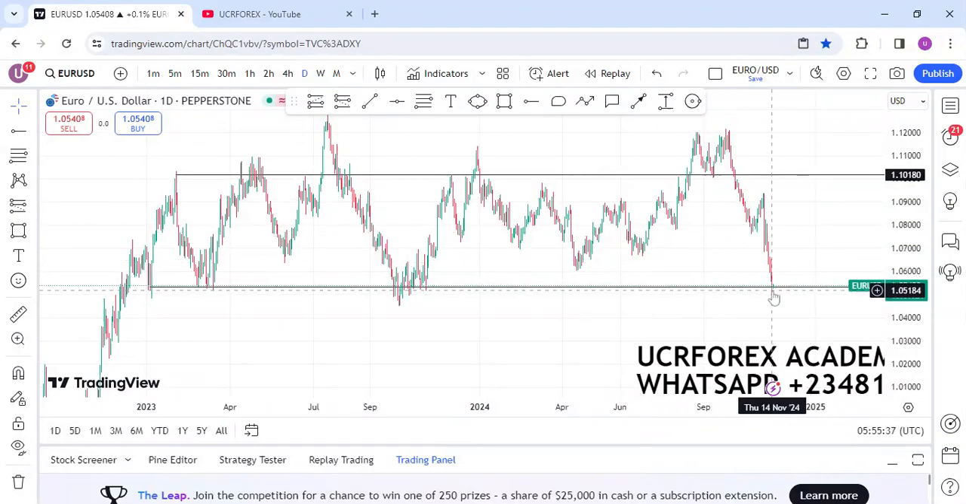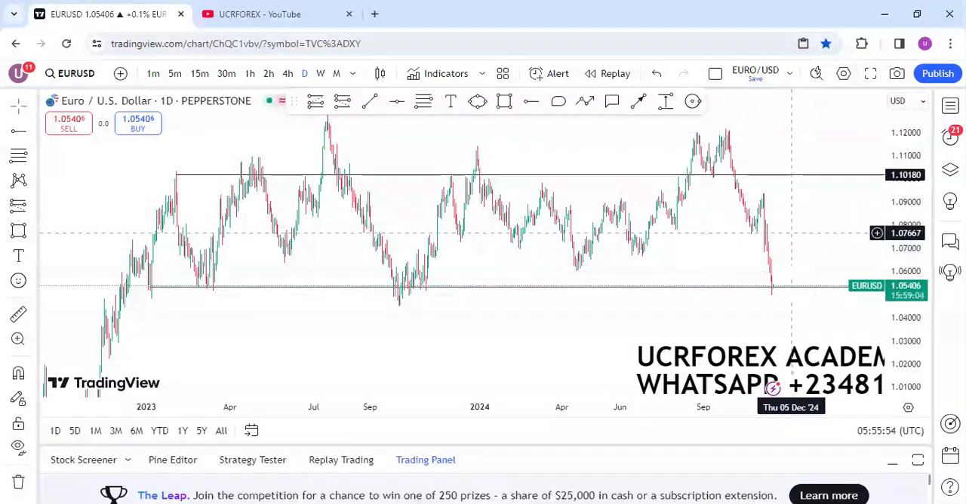Euro USD now is on the daily time frame support zone. When you look at this, that it has arrived at the daily time frame support zone, what are you to do? Generally the market is supposed to buy. But I want to tell you that you are not to go in for a buy just because you have discovered that the market is now on a daily time frame support zone.